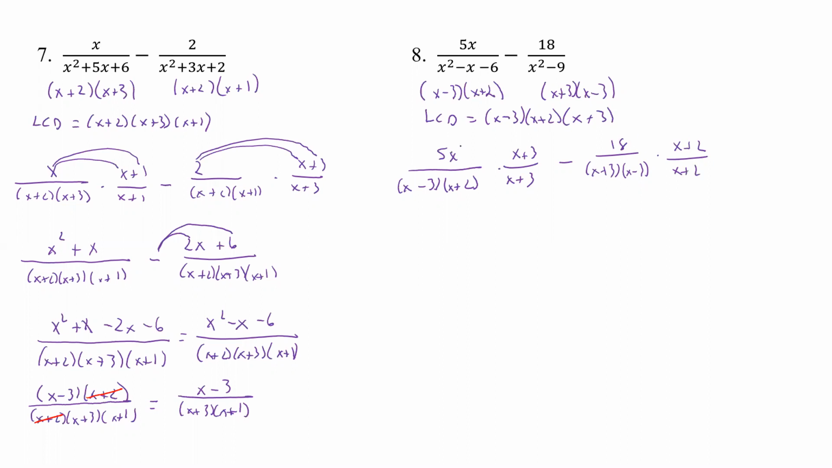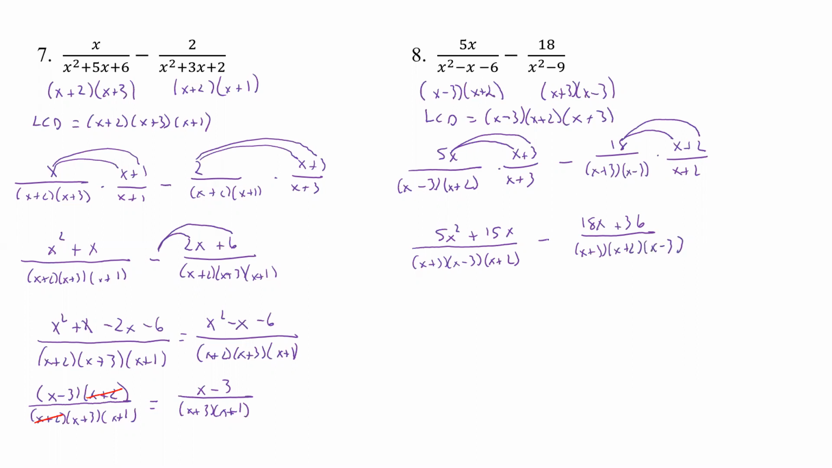Now again, we have to distribute that 5x to both terms, and we'll have to distribute that 18 to both terms. So when we do that, 5x times x is going to give us 5x squared. 5x times 3 is going to be plus 15x, and that's all over x plus 3, x minus 3, x plus 2. Now minus, that's going to give us on here 18x and then plus 36 all over x plus 3, x plus 2, x minus 3.